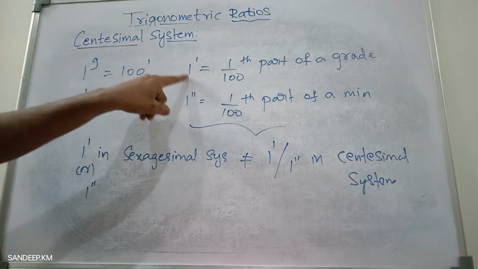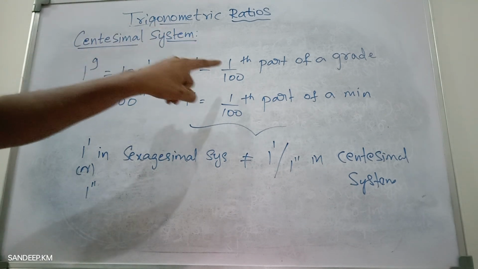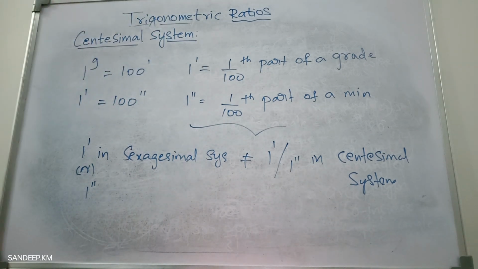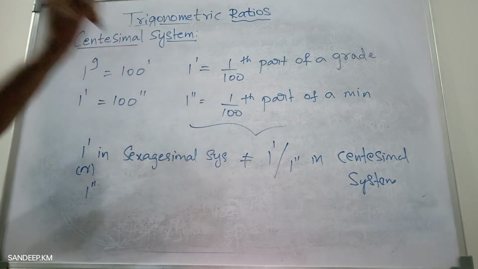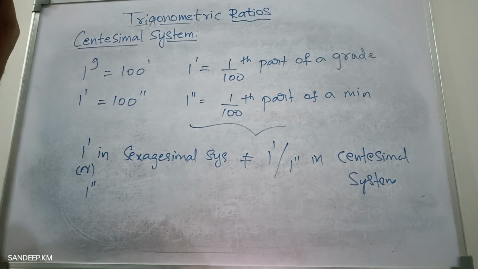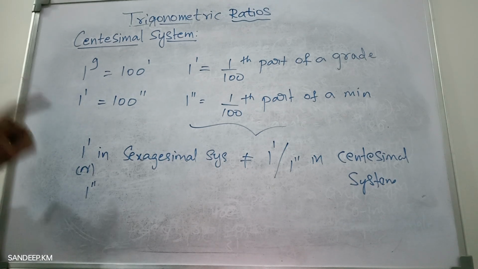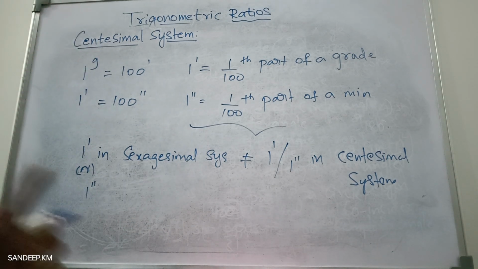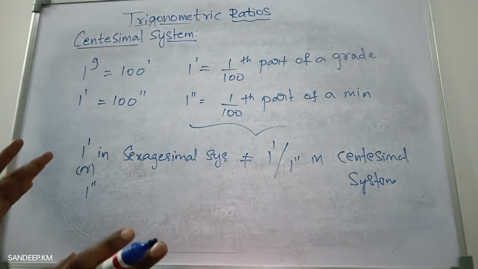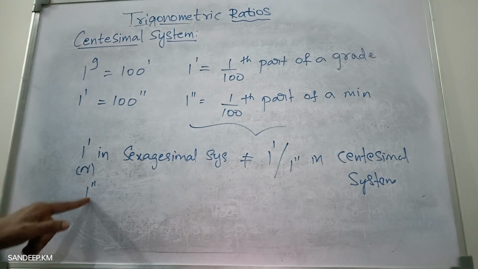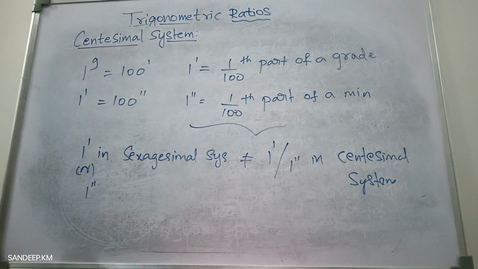Because 1 minute in the centesimal system is 1/100th part of a grade, whereas 1 minute in the sexagesimal system is 1/60th part of a degree. So 1 minute in this system and 1 minute in the previous system are not the same. Similarly, 1 second in this system and 1 second in the sexagesimal system are not the same. They are different.